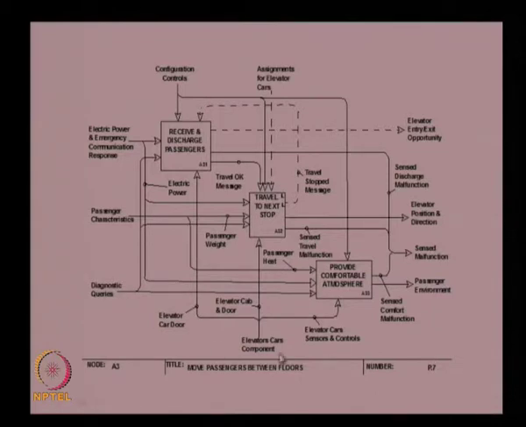So in order to move passengers between floors, we need to provide these functions within the elevator, otherwise we will not be able to provide the necessary satisfaction to the customer. So the sub functions are receive and discharge passengers, travel to next stop, and provide comfortable atmosphere. And then the passenger environment, sensed malfunction, elevator position and direction, and discharge malfunction, these are all the outputs coming from this function A3.